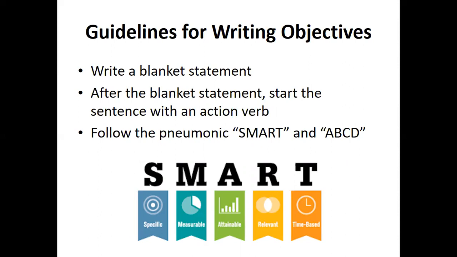It should be specific, measurable, attainable, relevant, and time-based. When we are going to write an objective, it should start with a blanket statement, and after the blanket statement, we should start the sentence with an action verb. For example, we cannot say the students will be able to see. See is not an action verb. The action verb should be one which we can measure, like the student will be able to enlist, describe, define, differentiate. They should be able to compare, justify. These are examples of the action verb.